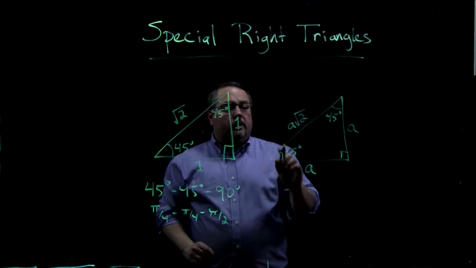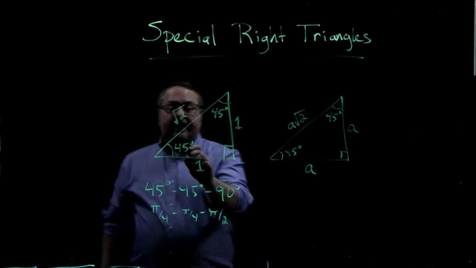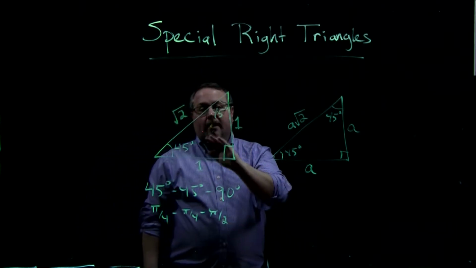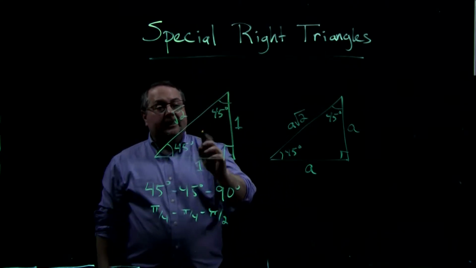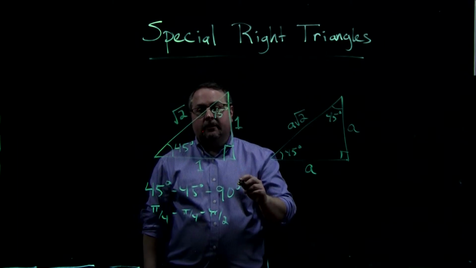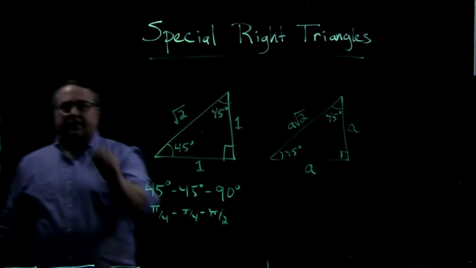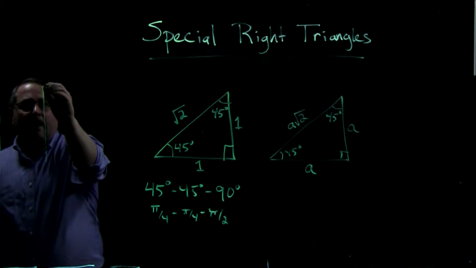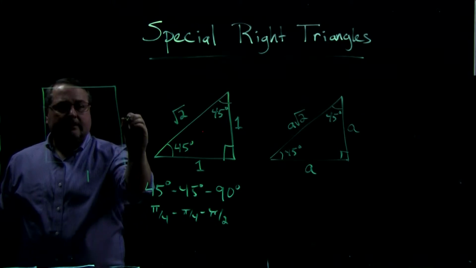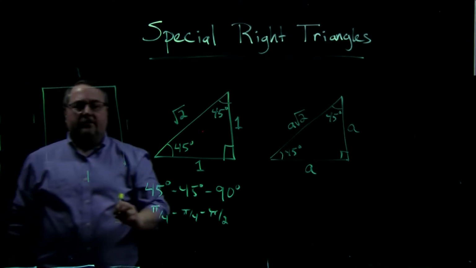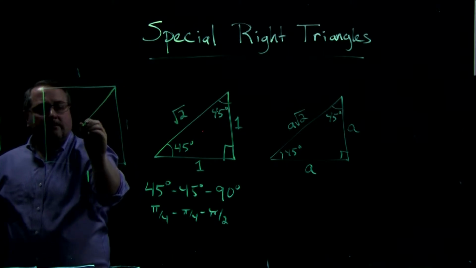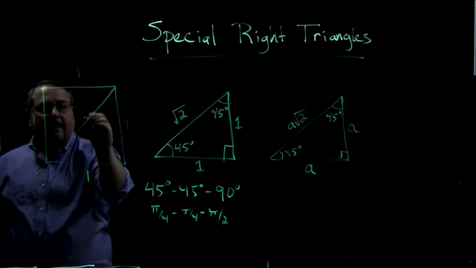We know this is true for two reasons. The first is because we have two angles that are the same, and when a triangle has two angles that are the same, necessarily the opposite sides have to be the same. So this has to be an isosceles right triangle. Another way we could see this is by taking a square, and let's say that each side of this square has length 1, and we cut across with a diagonal.